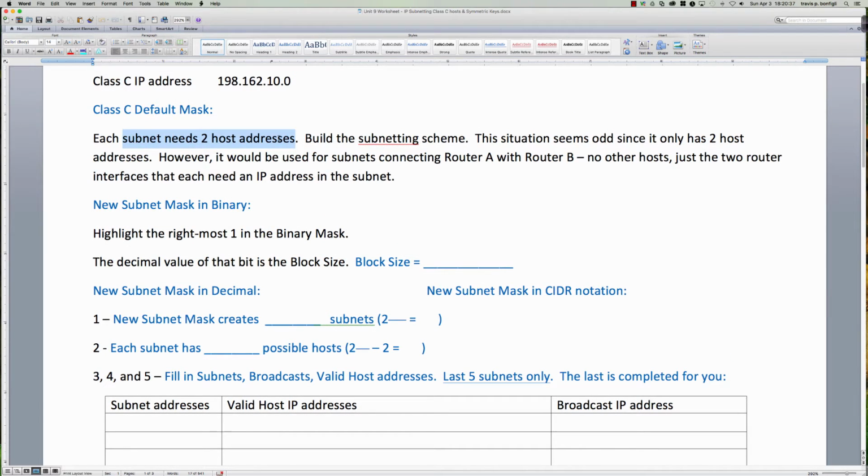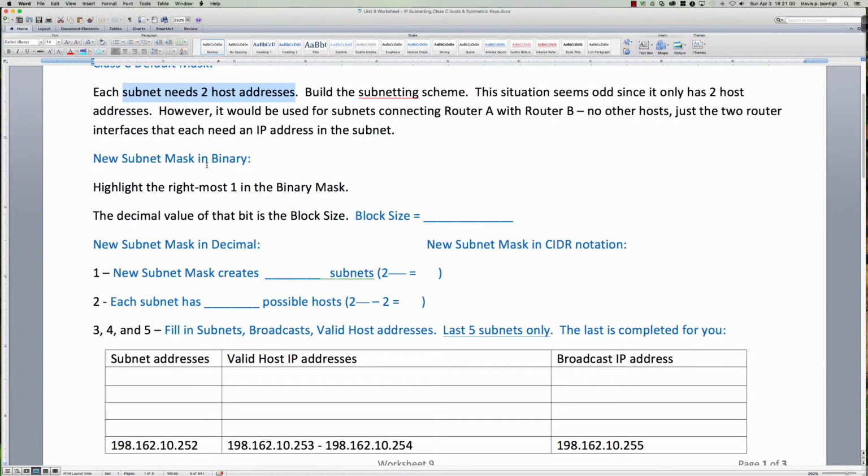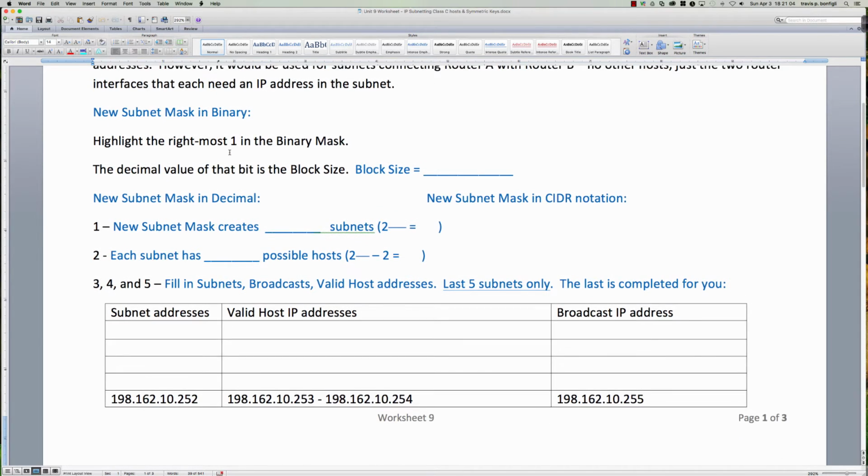Each subnet needs two host addresses, so it says build the subnetting scheme. The situation seems odd since it only has two host addresses. However, it would be used for subnets connecting, and these are called point-to-point connections that would be between routers, typically between routers. They can be between multilayer switches as well, but typically you'll find these on point-to-point interfaces between routers. So the new subnet mask would be a /30, and so here we go.